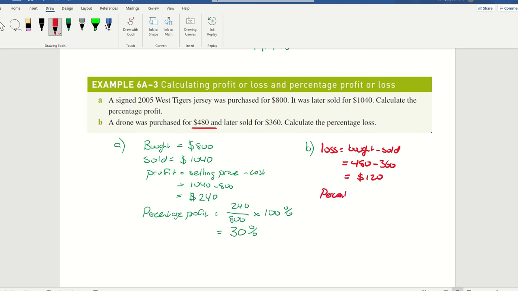Percentage loss equals our change again over our original by 100%. So 120, this time it cost us 480 by 100% is equal to 25%.